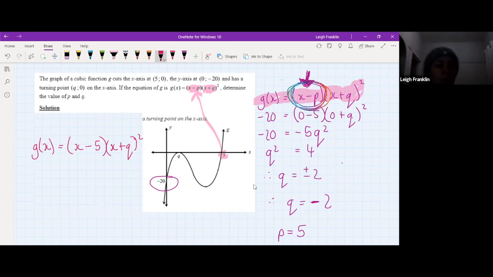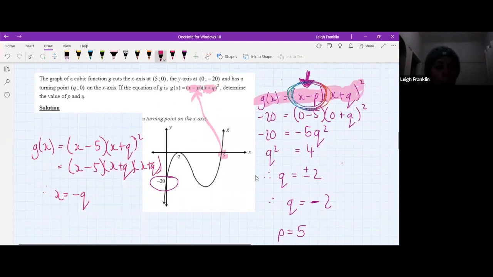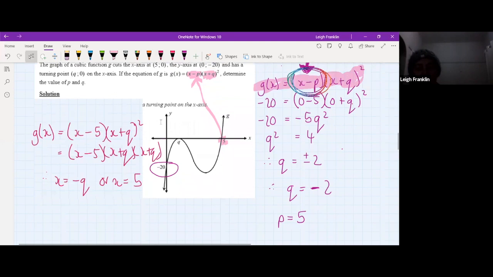Now if we want to work out what these roots are, remember after we factorized everything, you're going to end up with x minus 5 times x plus q times x plus q. So either x is going to be equal to negative q, and we worked out that q was negative 2, or x is going to be equal to, taking the 5 over to the other side, 5.